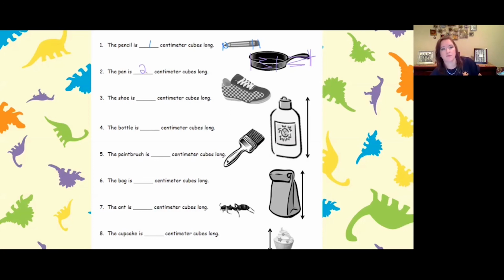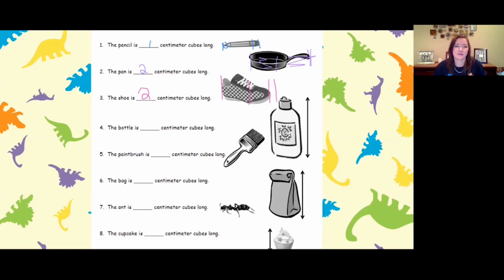Let's change the color again. All right, number 3. The shoe is blank centimeter cubes long. So we need our endpoints. Nice. And I'm going to hold mine up. There we go. It's a little bit off. All right, and I got one right here. So this one's a little bit shorter than 2. But since it's not a big difference, I'm going to say it's about 2 centimeter cubes long. Nice job.